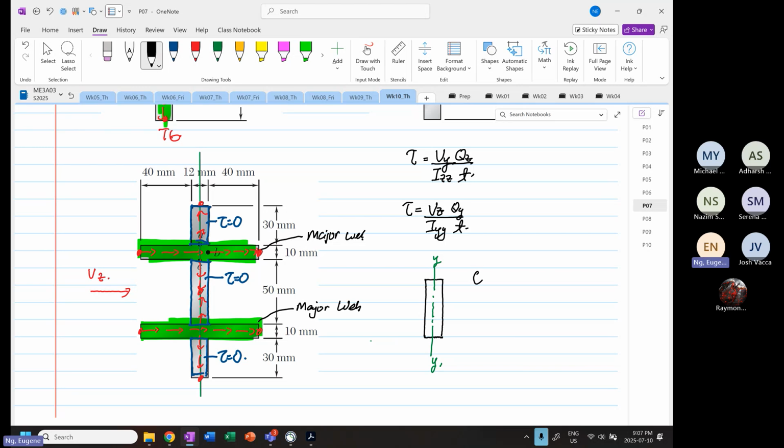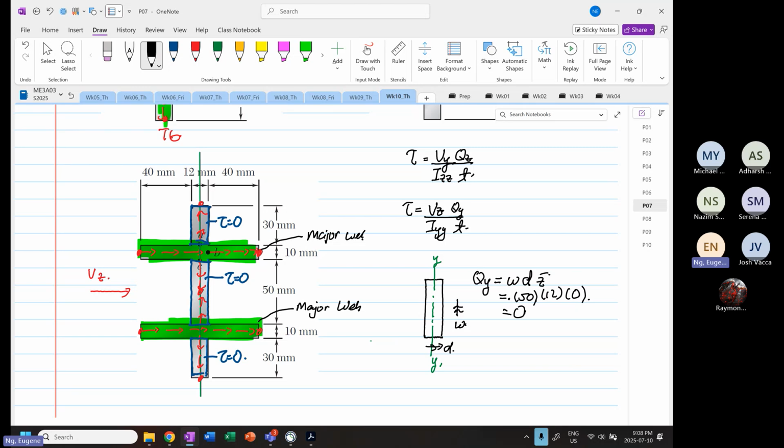So we know that Qy is equal to width times depth times z bar. This is our width, this is our depth. So the width is equal to 50, the depth is equal to 12. The z bar is equal to 0. So this is equal to 0.